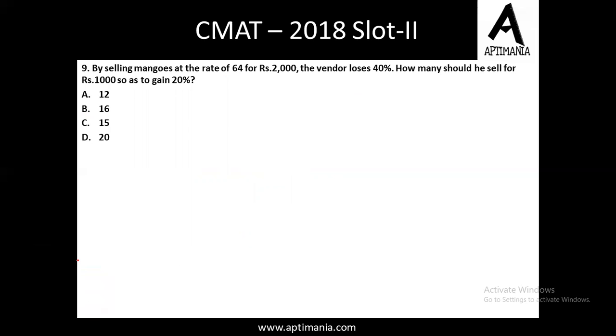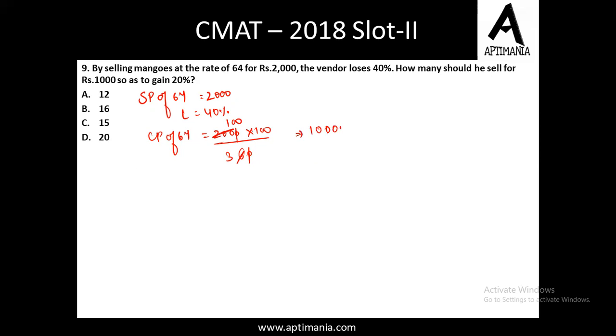It's a question from profit and loss. So we'll just take it out. By selling mangoes at the rate of 64 for 2000, the vendor loses 40%. So the selling price of 64 mangoes is 2000 and the loss is 40%, which means we can say cost price of 64 mangoes should be equal to 2000 into 100 upon 60, because there is a loss of 40%, right? Cancels out, 0 is 0 and this is 100 by 3. So when I solve it, I'll have 10,000 upon 3.